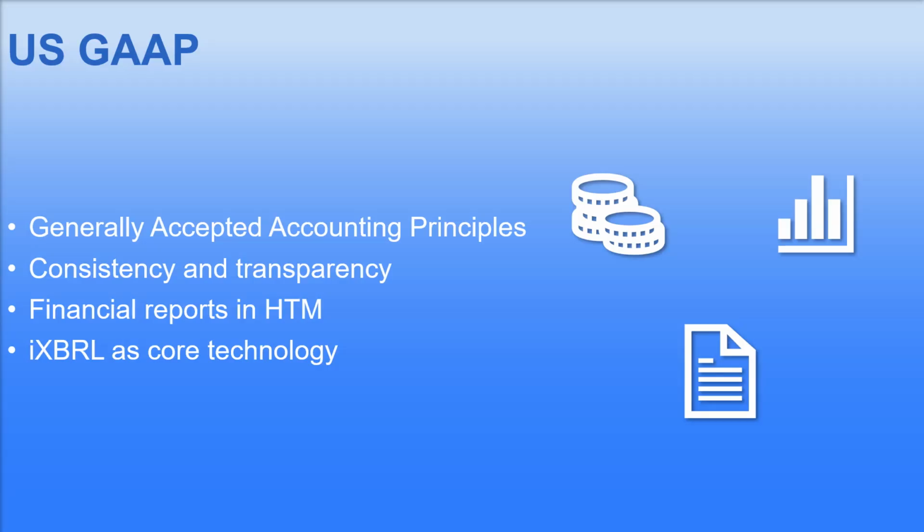US GAAP is the set of standardized accounting rules and practices that companies follow when preparing financial statements. These principles ensure consistency and transparency in financial reporting. For SEC filings, US GAAP reports are submitted as HTML files, with inline XBRL as the core technology.